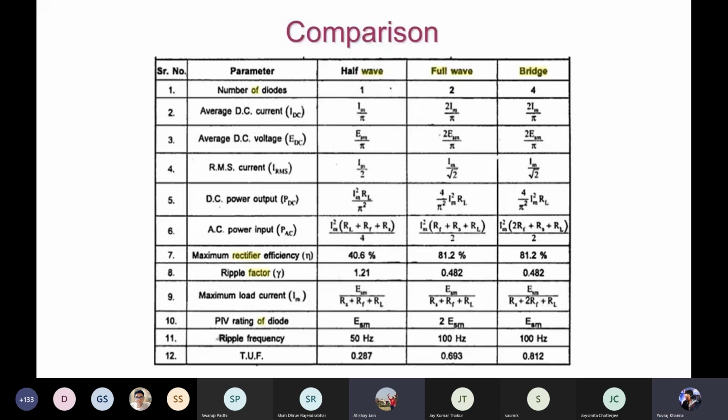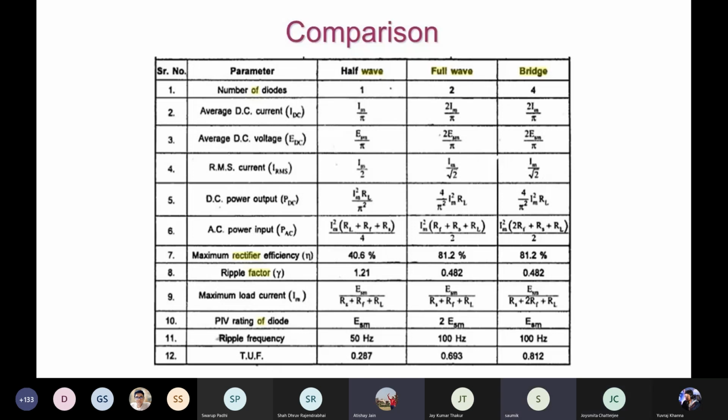Hello, sir. Am I audible? Yes, go ahead. Yes, sir. I am saying that the value of DC output power is the same for full wave and bridge rectifier. Then why is TUF different?